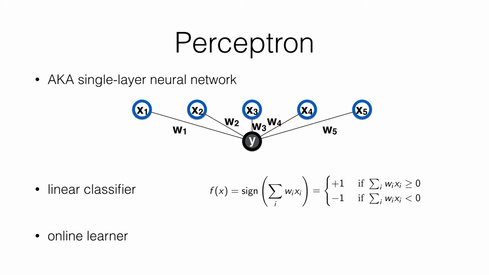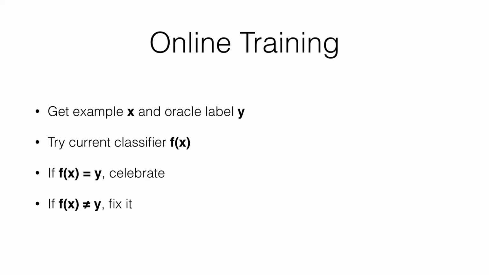So we're not going to necessarily store all of our inputs that we've seen so far. We won't really have a memory, or the only memory of the things we've seen will be encoded in the W's. So here's how it works. We get an example X and an oracle label Y. And as I said, our goal is to then try to update W if we need to.